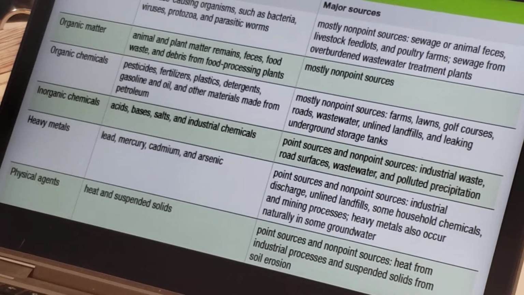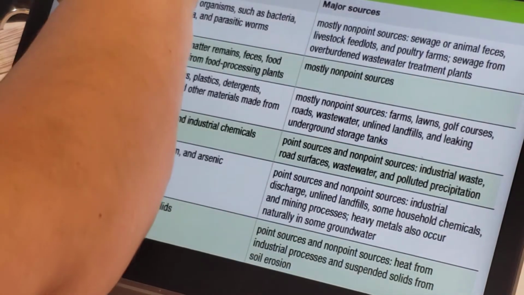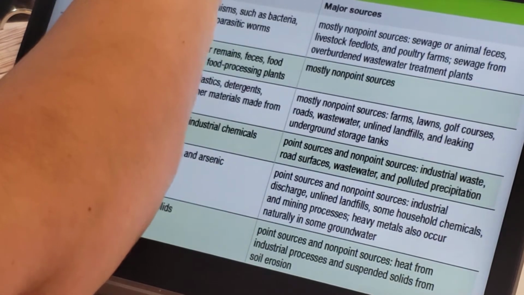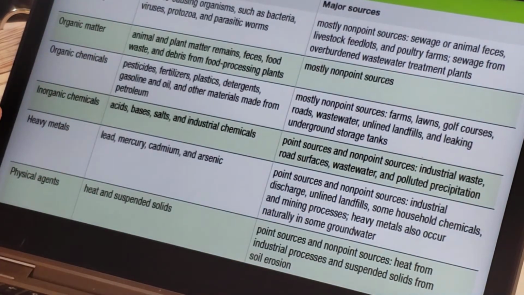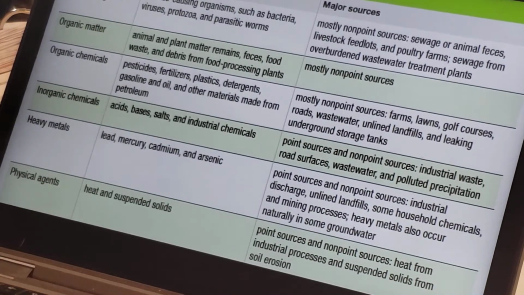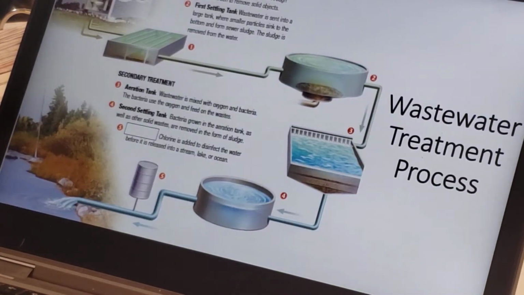All right, pollutant types and sources. As we've discussed, disease causing, those are your pathogens. And then you've got all the same examples that we've talked about in the notes. I'm gonna let you guys look at that on your own time. Okay? Come back to that one when we're done.